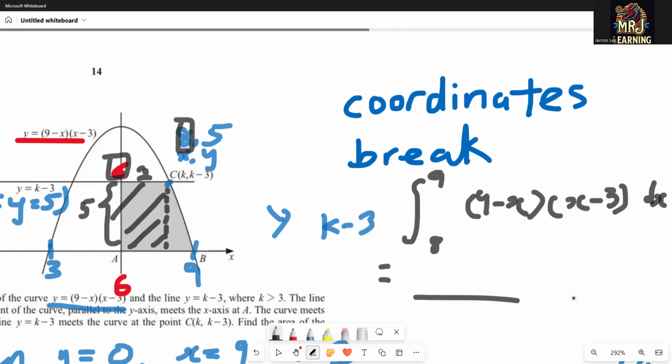This is what I'm sharing. So the two things to summarize are, first, find the necessary coordinates. Second, break it up if you could.